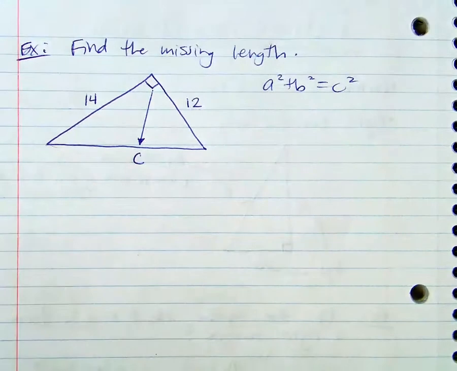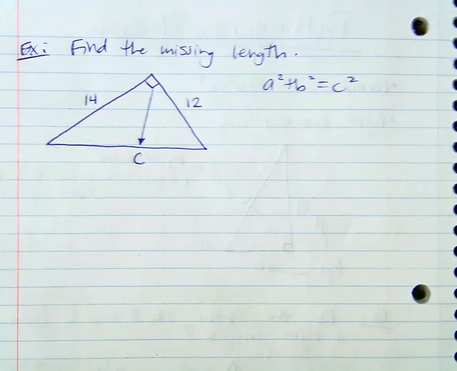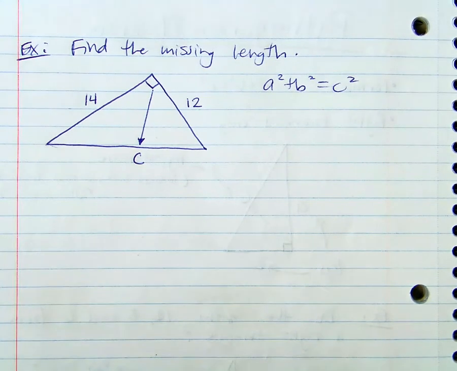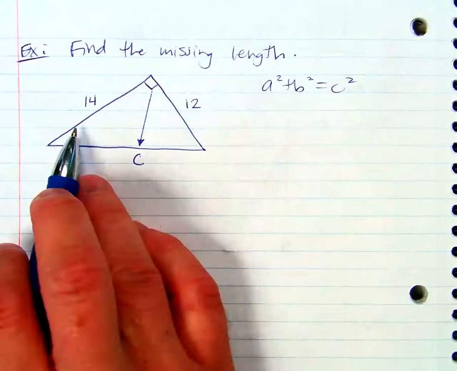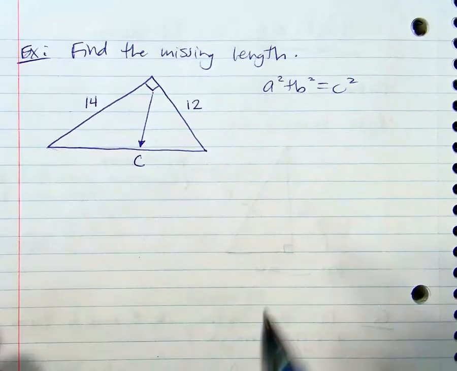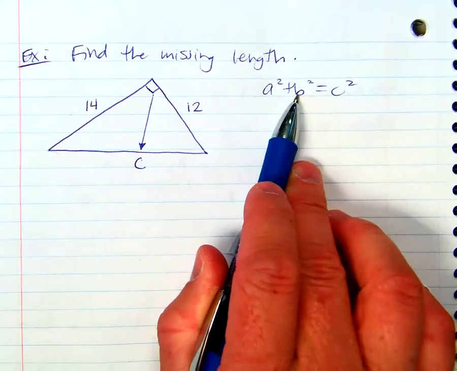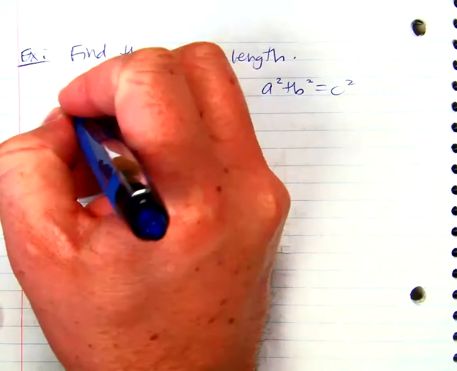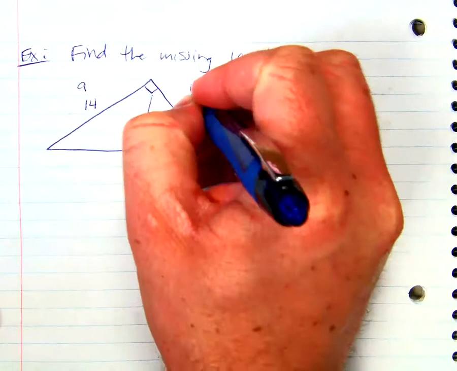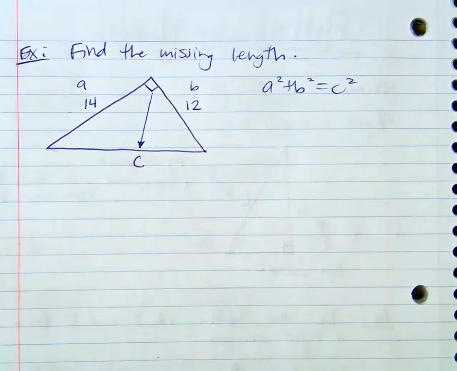Even though this triangle has been tilted so that C is on the bottom, we still have to follow all those rules. It's the longest side, it's across from the right angle, so the thing we are solving for in this problem is C. It does not matter which one you label as A or B. It makes absolutely no difference because when we have A and B, we're going to add them. And in addition, it does not matter what order you do them in. So I'm just going to say that 14 is A. I'm going to say that 12 is B. You could do it the other way around and you would get the same thing.